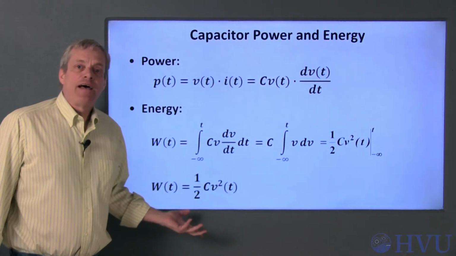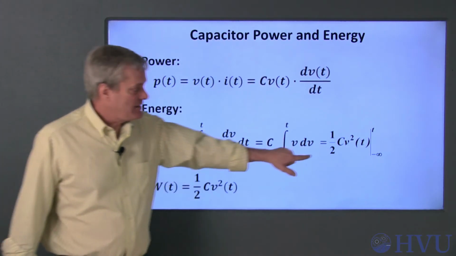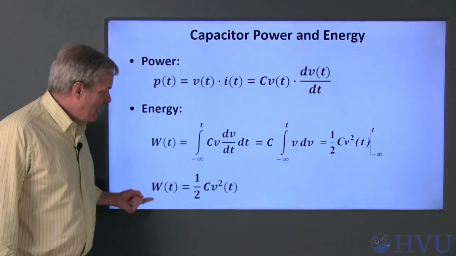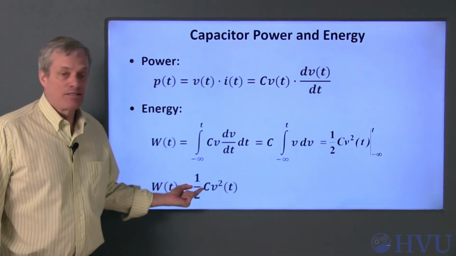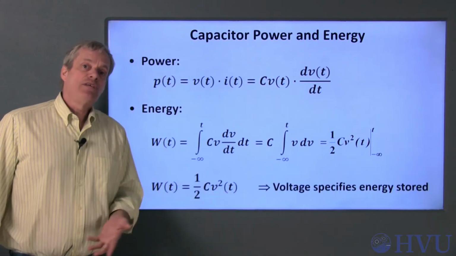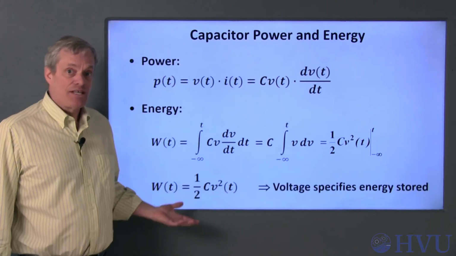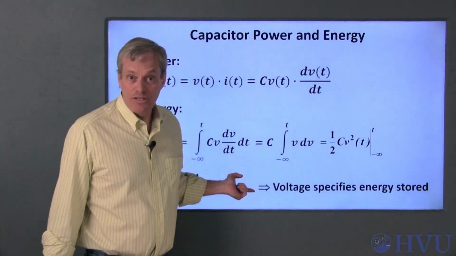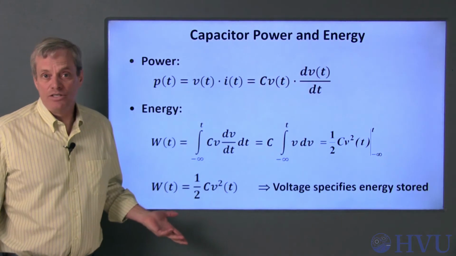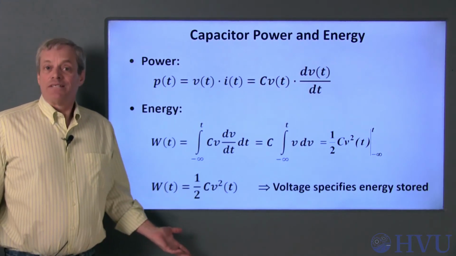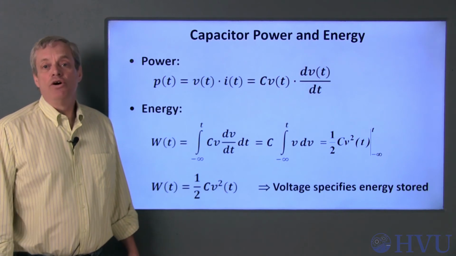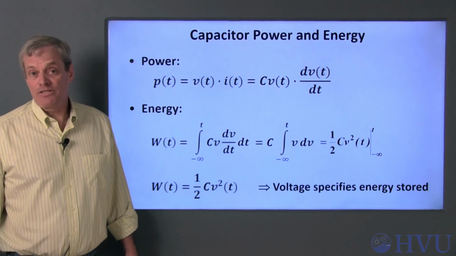If we assume the capacitor voltage is 0 at t goes to minus infinity, this means that the energy at any time is just 1/2 of the capacitance times the voltage squared at that time. So if you tell me what the capacitor's voltage is, I can tell you how much energy is stored by the capacitor. The voltage uniquely defines the capacitor energy. This is important since if we know the capacitor energy, we can find out anything else we need to know about a circuit containing that capacitor.